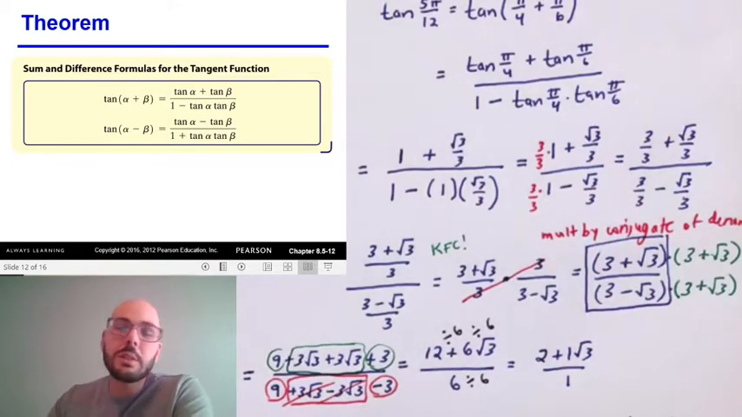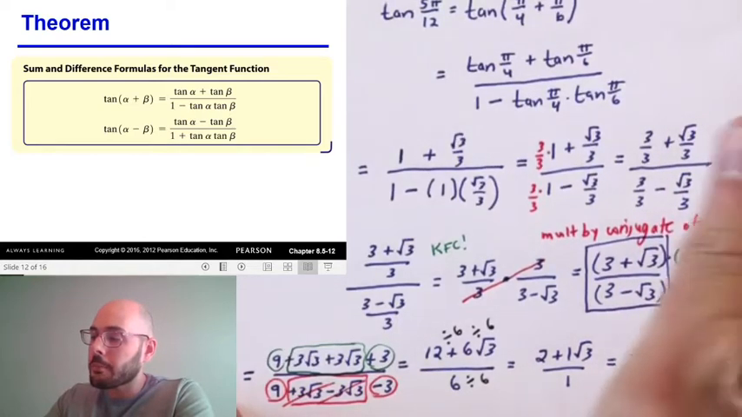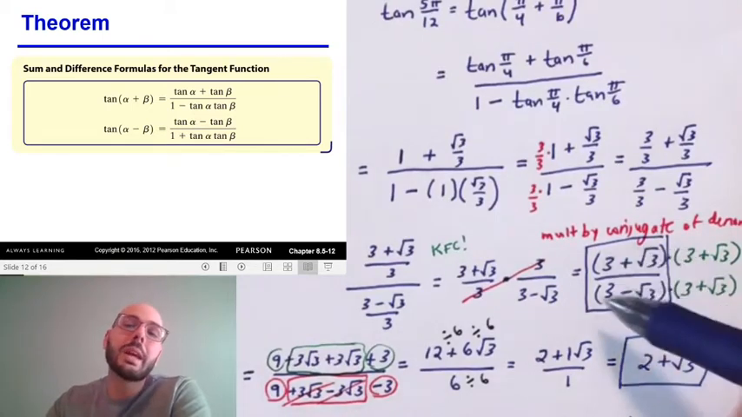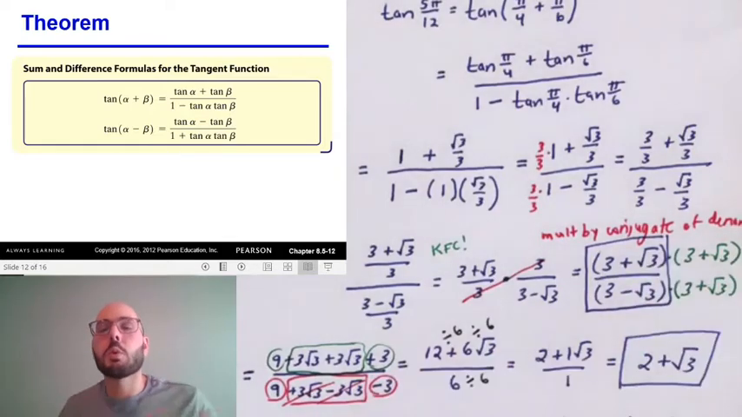And of course, those are invisible ones. I don't really need them. So that's a 2 plus square root 3, a much nicer answer than what we originally maybe would have stopped at. That's why this is beneficial, and a lot of times the homework will request that you do it.